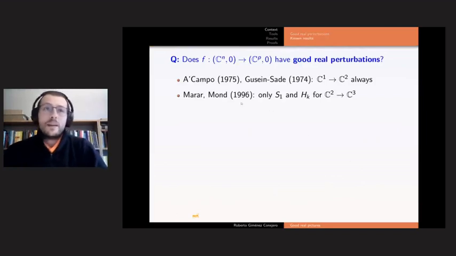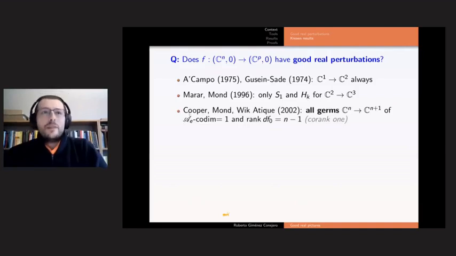Then you have Marar and Mond, who prove that from C2 to C3, only the S1 and the family H_k have good real perturbations. All the others don't have, for monogerms.